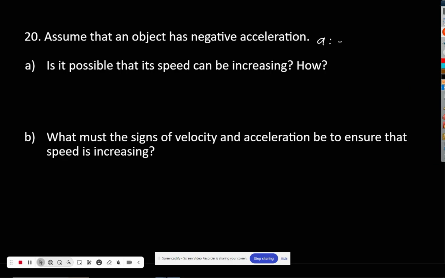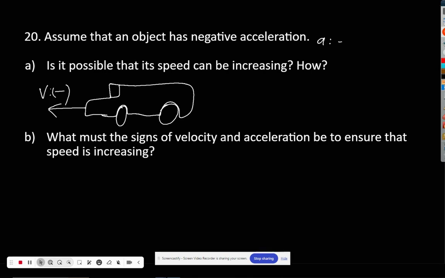For here, is it possible that its speed can be increasing? Certainly, as long as we're trying to travel in the negative direction. So for example, let's say I've got a car. I apologize, I am not an artist. So here's my car, maybe a strange bus. It's going in the negative direction. We'll say left is negative here. So my velocity is negative. If I'm traveling in the negative direction and I have a negative acceleration, that would cause me to speed up.